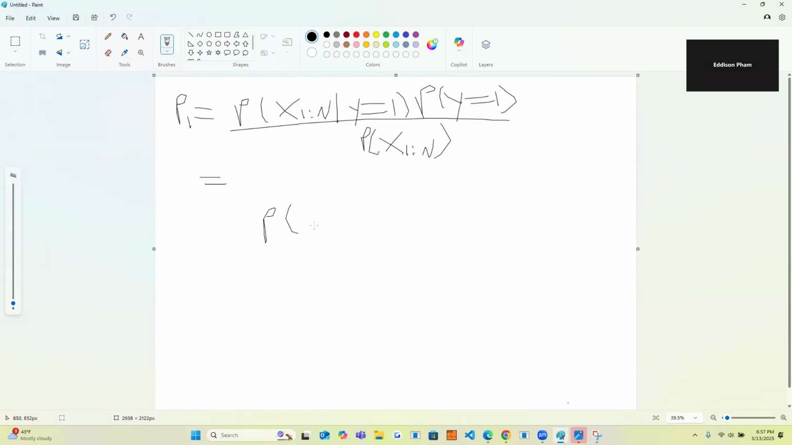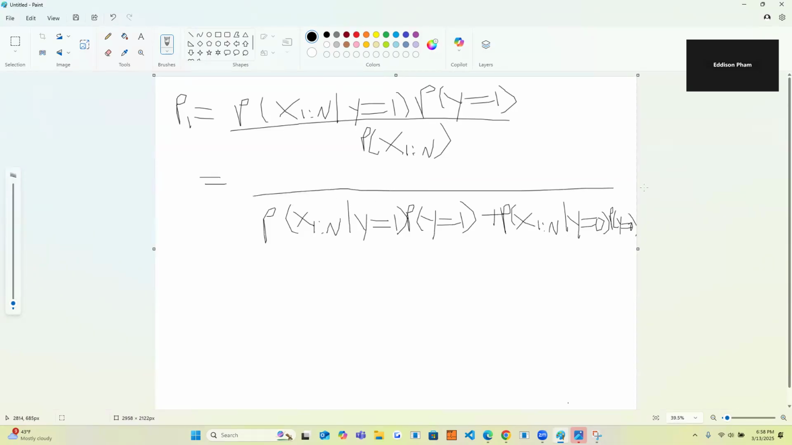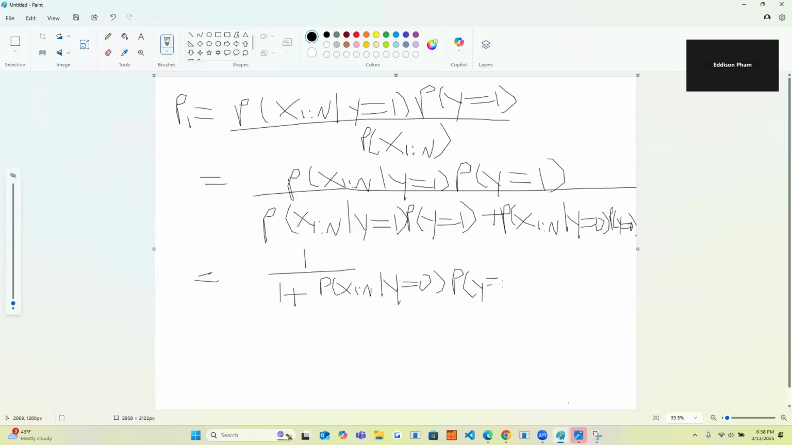But then you can write this as P of x1 given y equals 1, P of y equals 1, plus P of x1 given y equals 0, P of y equals 0. Because remember, this is the same as undoing the marginalization of the y's, and then applying conditional probabilities. Now what you want to do next is divide the numerator and the denominator by this. So you would get 1 plus P of x1 given y equals 0, P of y equals 0, divided by the same thing, but with y equals 1 instead.